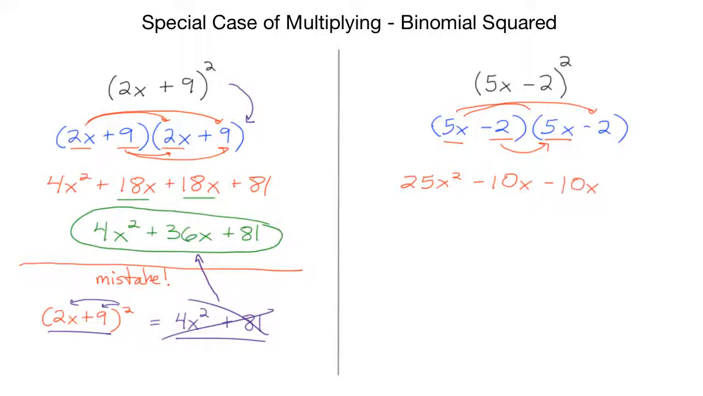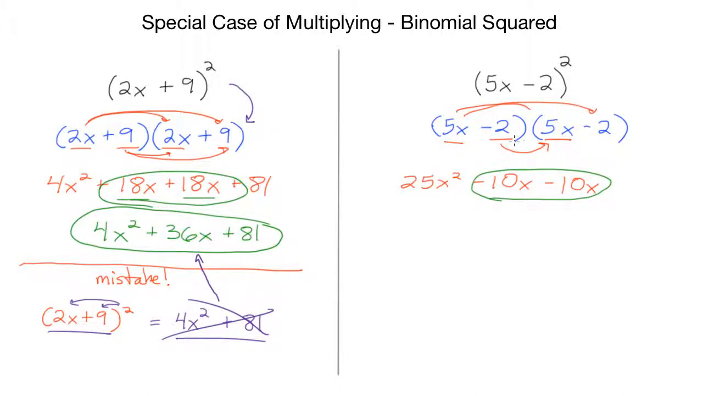By the way, do you see a pattern here? We get the double 18x's, and now we get the double negative 10x's. Keep that in mind. Whenever you square binomials, we call it a special case for a reason. We kind of see some special patterns emerge.